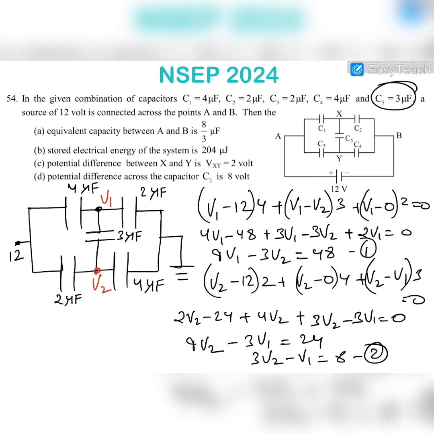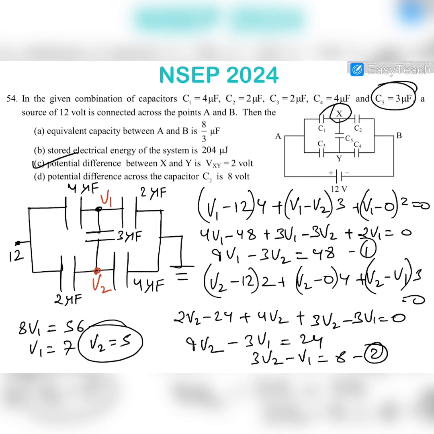Now let us add these two equations. So you can see that 8V1 will be equal to 56, and V1 is equal to 7 and V2 is equal to 5. V2 is the potential at this node. So Vx is 7 and Vy is 5, so Vx minus Vy is 2. So C is correct.